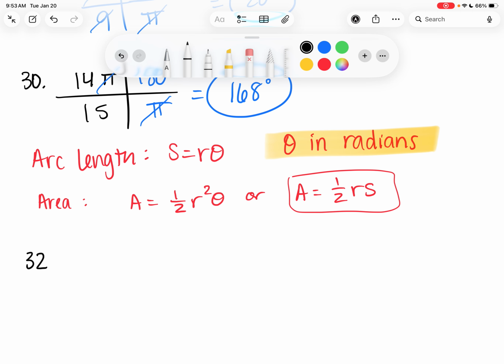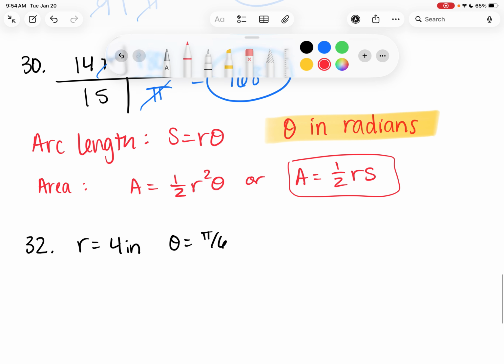So 32. R equals 4 inches, theta equals pi over 6. So, you're also going to notice that these values have units on them. Okay, if they have units, we have to put the units in our answer. Okay, so this theta is already in radians. It's got the pi, so I know it's in radians, so I'm good to go.